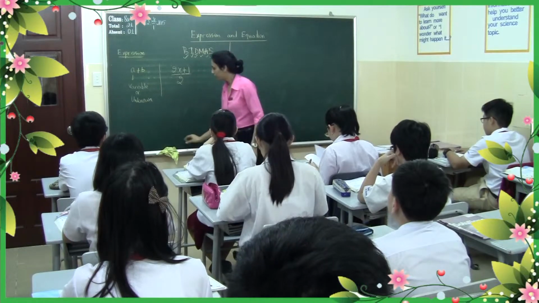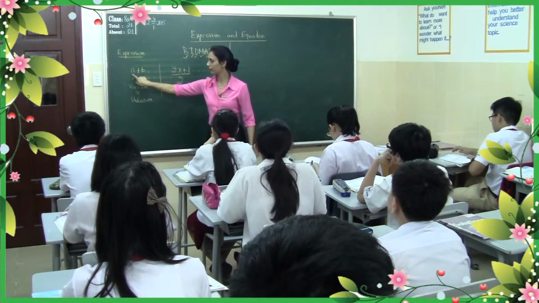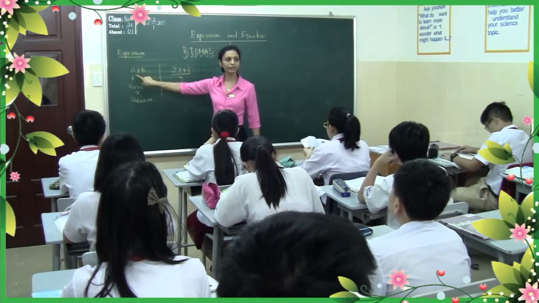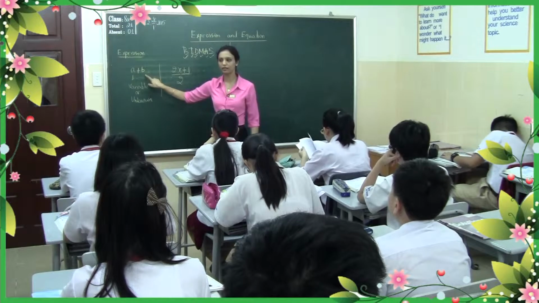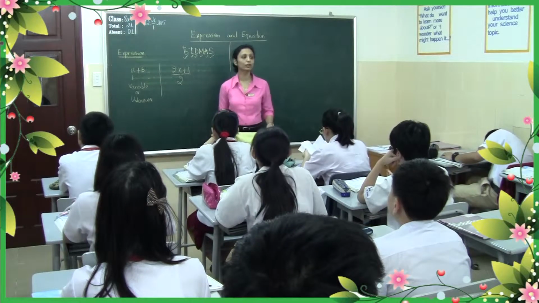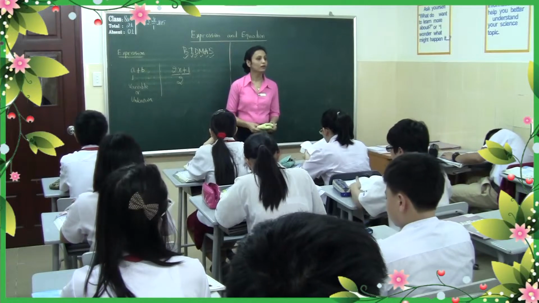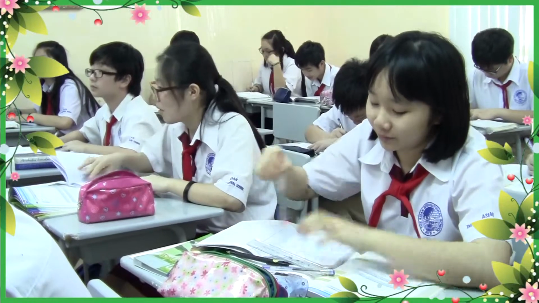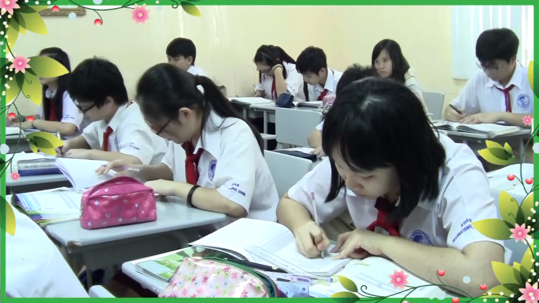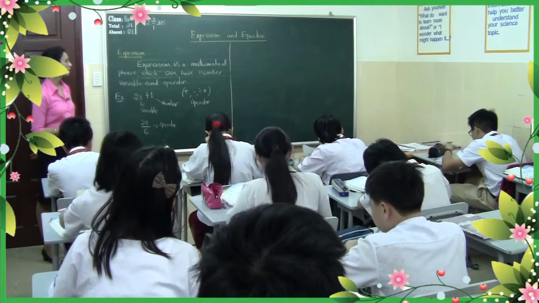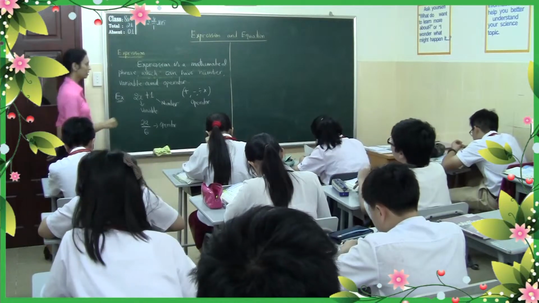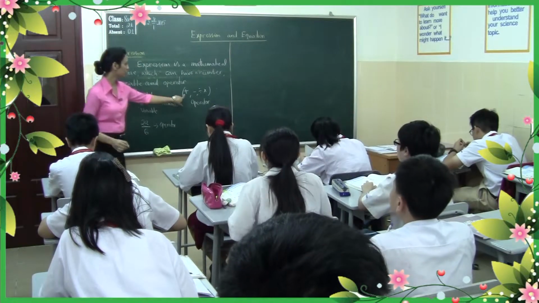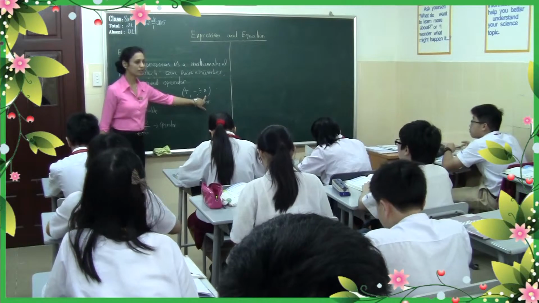So as we know, in a plus b, a is called a variable, plus is an operator, b is also a variable. And these are unknown. The value could be anything. That's why they are called unknown variables. The value which we don't know is called the unknown variable. So an expression is a mathematical phrase which can have a number, variable, and an operator. What are these operators? Plus, minus, divide, and multiplication.